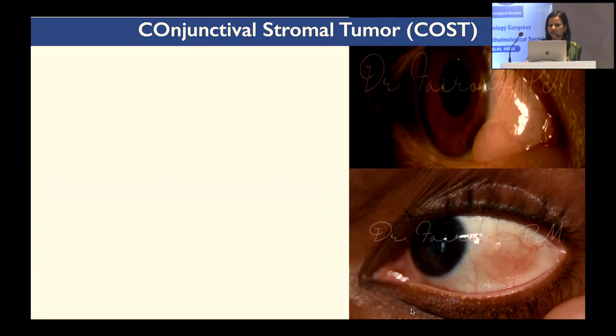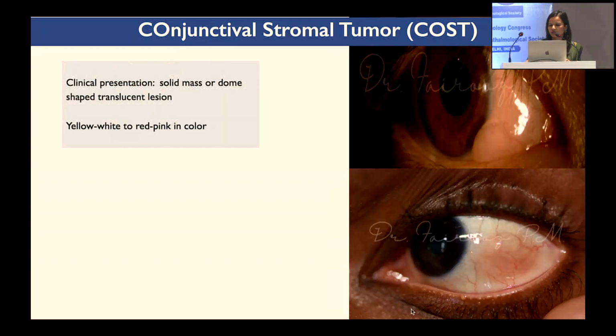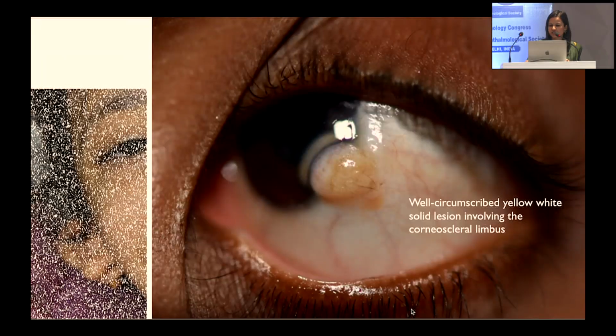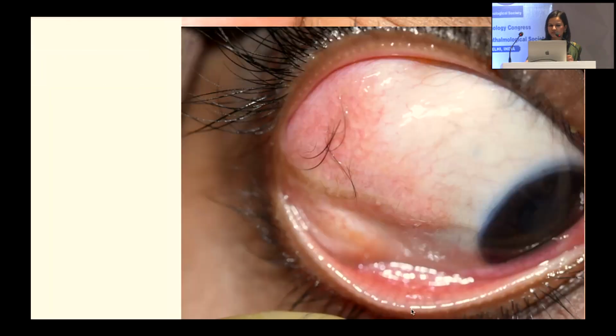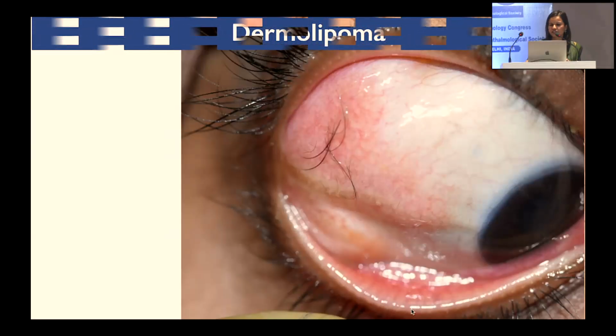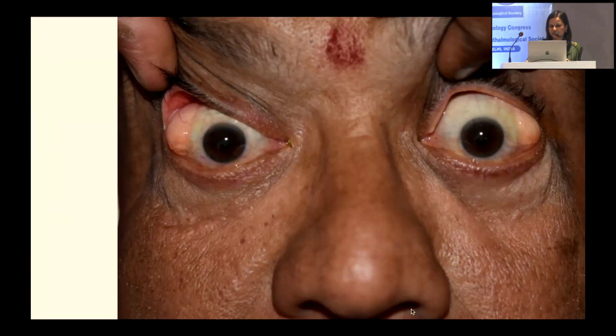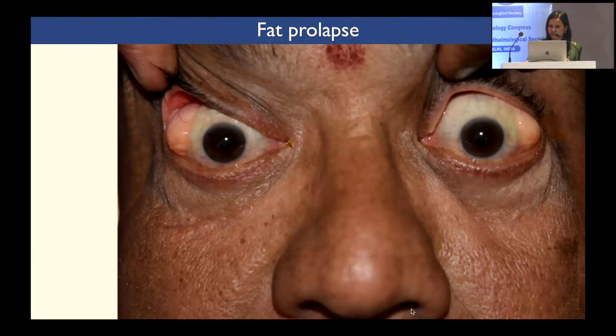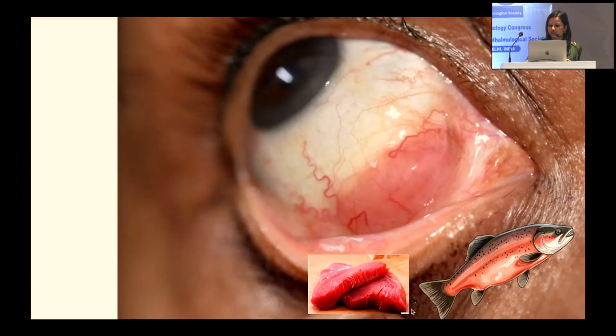Other newly described lesions are COST, which appear like translucent dome-shaped lesions. Limbal dermoids have a systemic association. Look for hair in dermolipoma, which can clinch the diagnosis, and they can be easily debulked and excised. And fat prolapse is something seen in the elderly because it can mimic lymphoma, so keep the clinical clues in mind and manage appropriately. I've just put this here: salmon color that you should not miss.